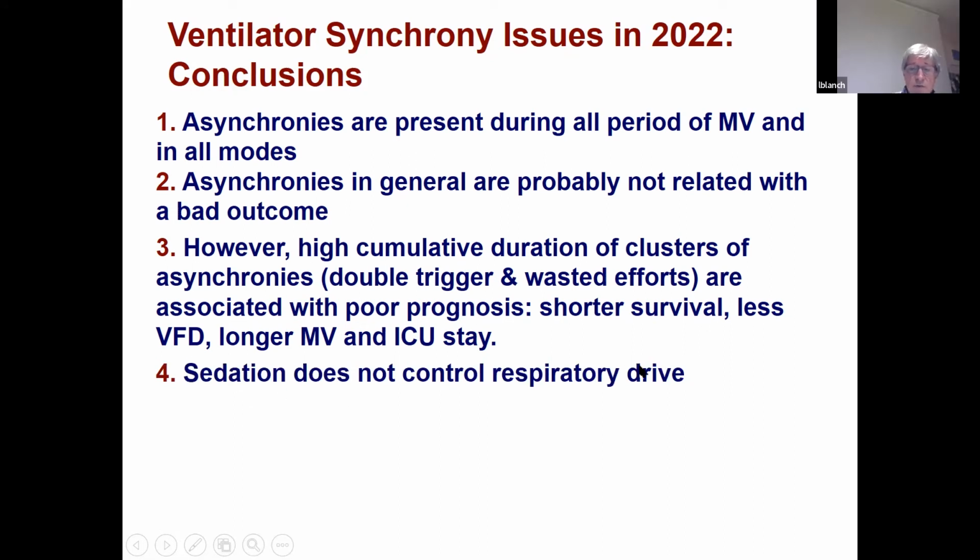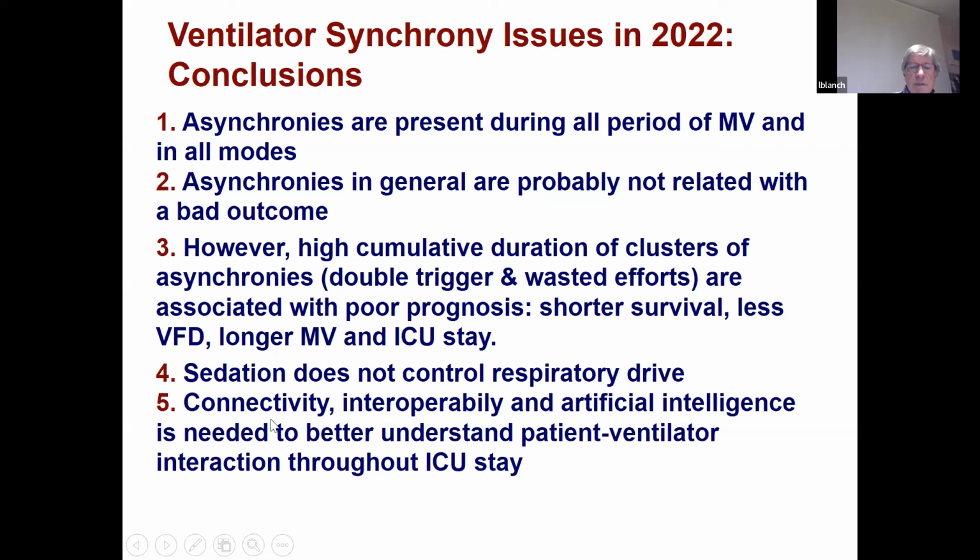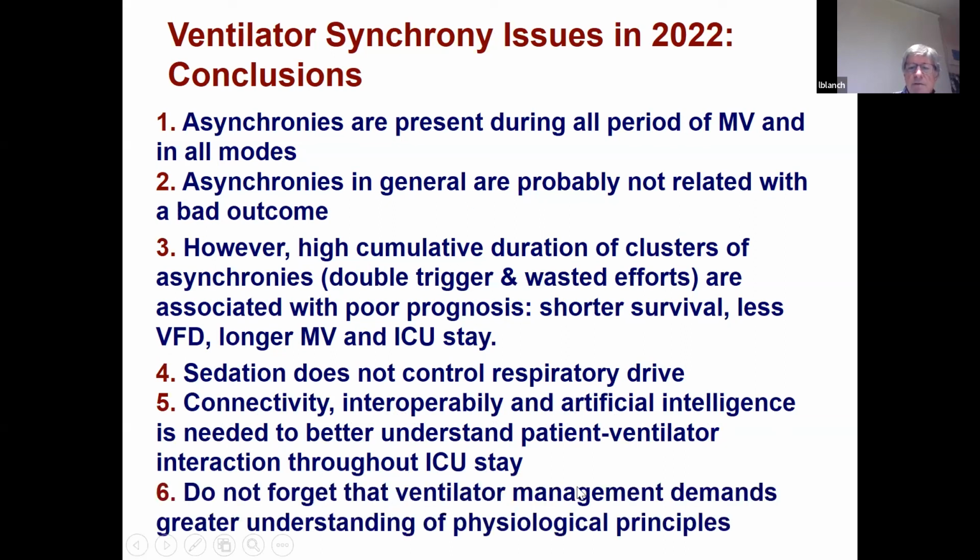Sedation is not a solution for these problems, neither to control the respiratory drive nor to control asynchronies. Connectivity, interoperability, and artificial intelligence are needed to better understand patient-ventilator interaction throughout the ICU stay. But the most important of all of this, do not forget that ventilator management demands a greater understanding of physiological principles. That's why patient examination, staying there, and trying to understand completely the physiology behind a patient under mechanical ventilation is a must in critical care.